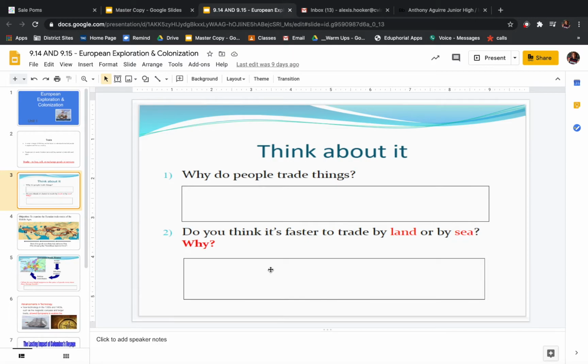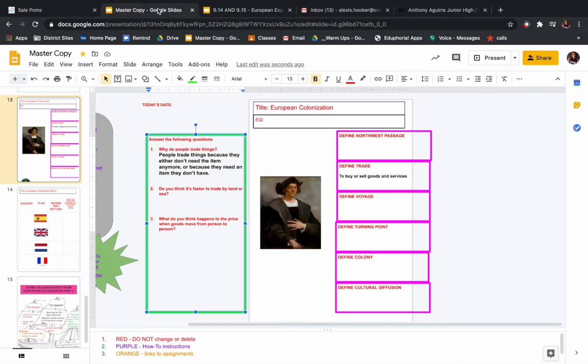Well, this answer will be different depending on what you believe. So I'm not going to completely fill this in. I'm just going to give you the sentence starters. I think it is faster to travel by land because, and then type your answer. Or if that's not you, I think it is faster to travel by sea because, and then put your answers.